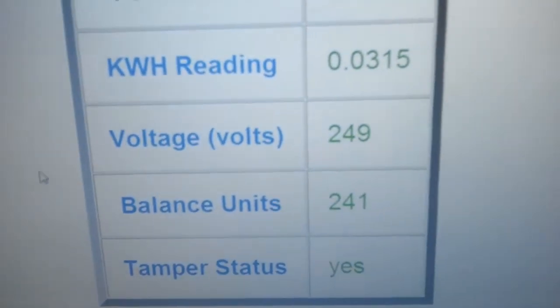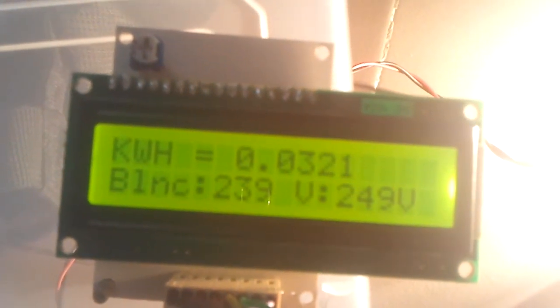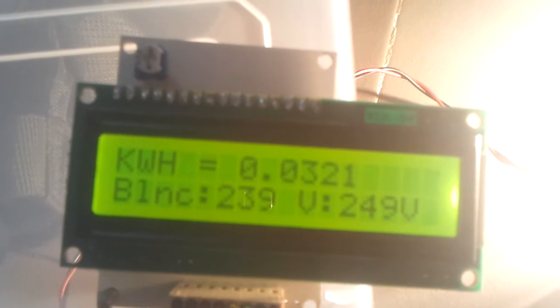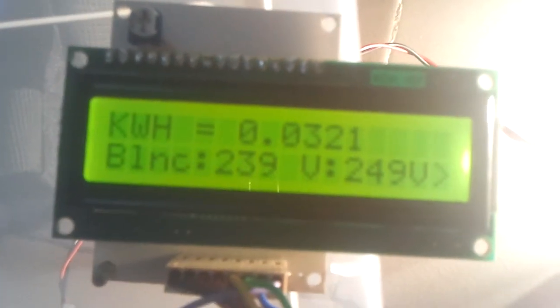The balance is 241 units, and the voltage is 249 volts. Slowly the balance will be reducing and the kilowatt hour reading will be increasing as per the load.